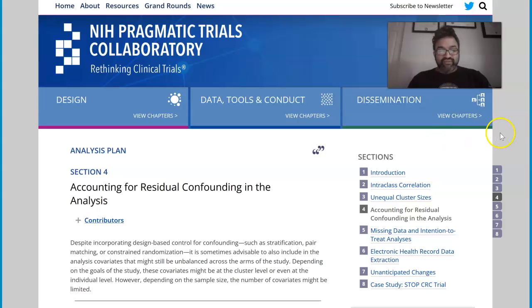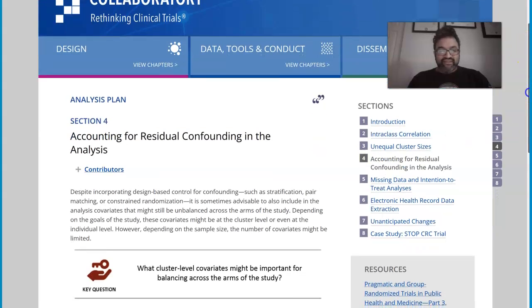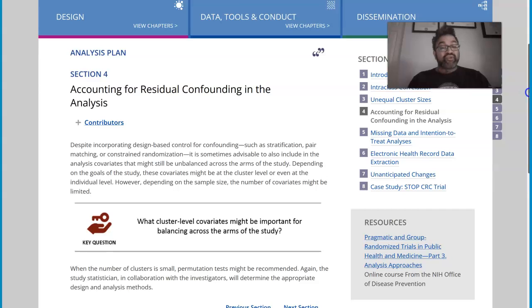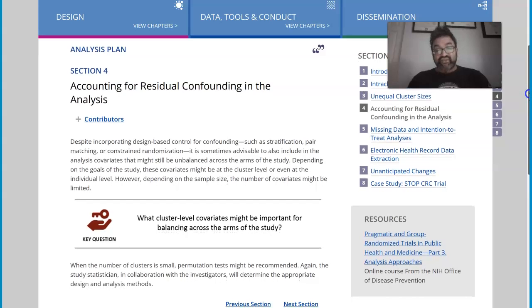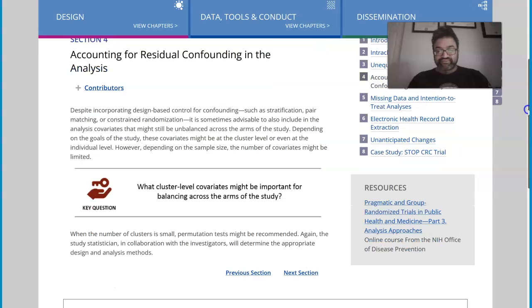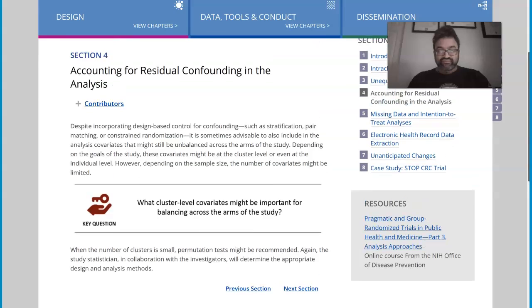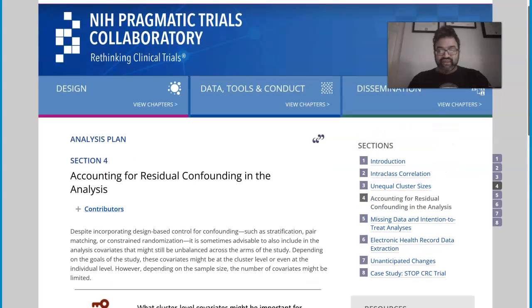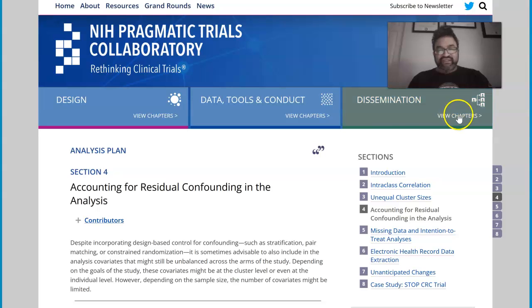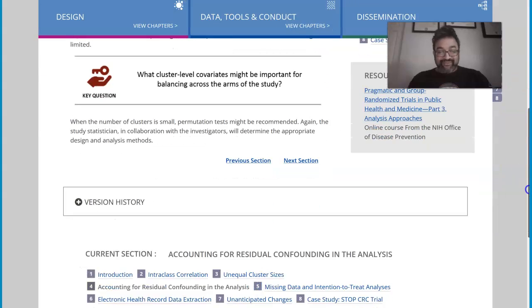Of course, residual confounding analysis is something else. Cluster level covariates might be important for balancing across the arms of the study. So cluster level covariates may be different. And a lot of this I do in geospatial analysis as well. So I'm not going to go through the whole book. That's not the intention, or within the scope of this whole lecture.